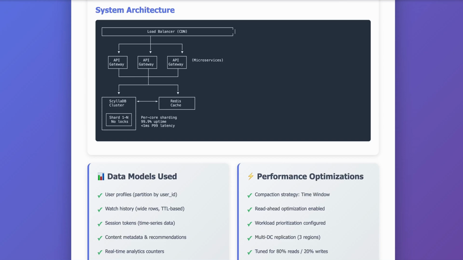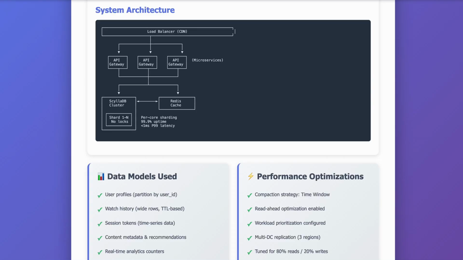The data models they use include user profiles partitioned by user ID, watch history using wide rows with TTL-based expiration, session tokens as time series data, content metadata and recommendations, and real-time analytics counters.